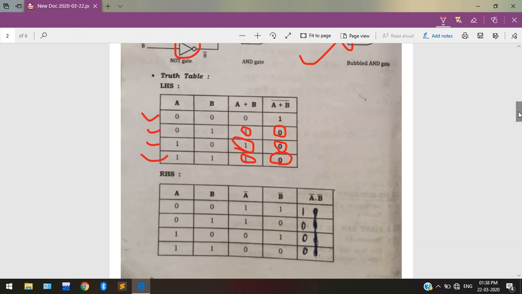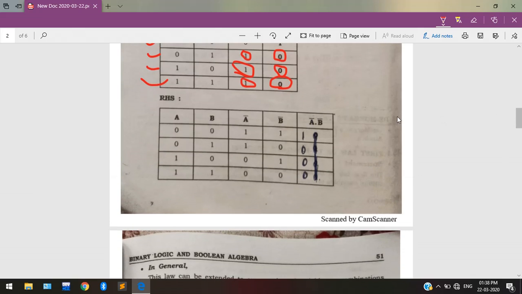Now what about the RHS? You see here the RHS is a bar dot b bar.